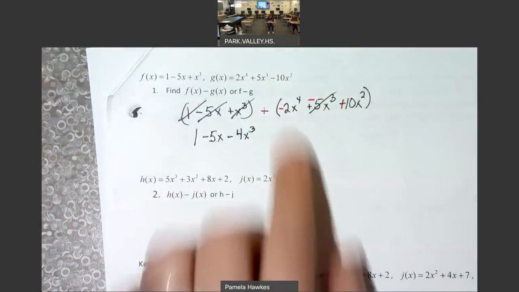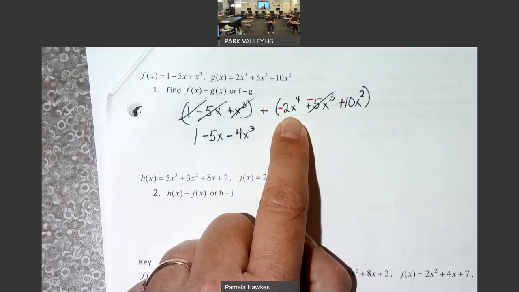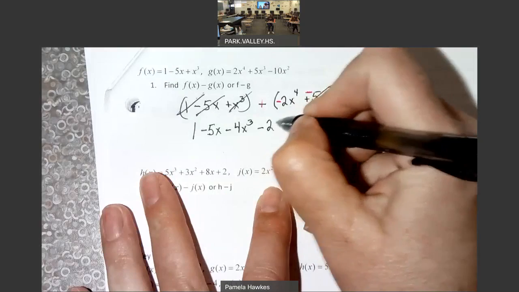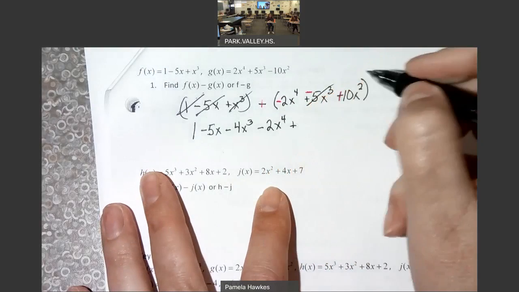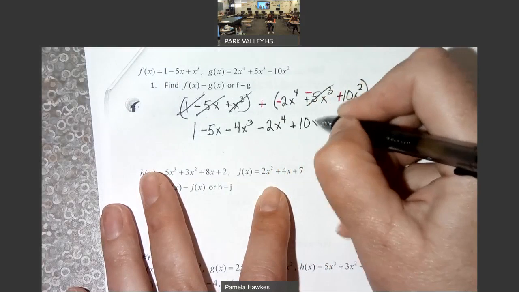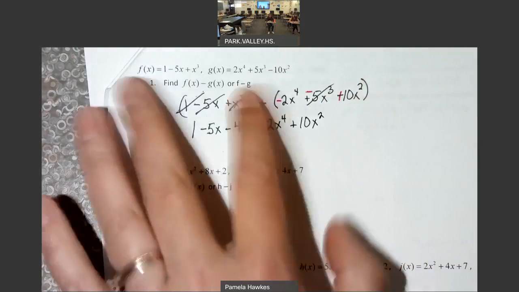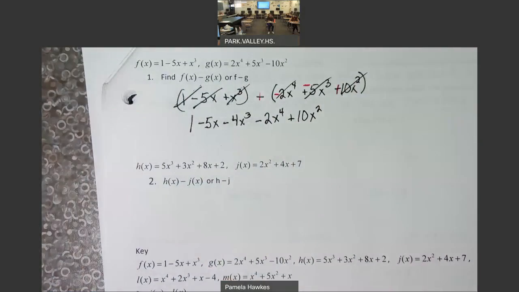Those are gone. Do I have anything else with an x to the fourth? Negative 2x to the fourth. And it's going to be positive though, right? Why is it positive? Because we switched it, right? Okay, so we've now taken care of everything. Now all we have to do is write it in standard form.